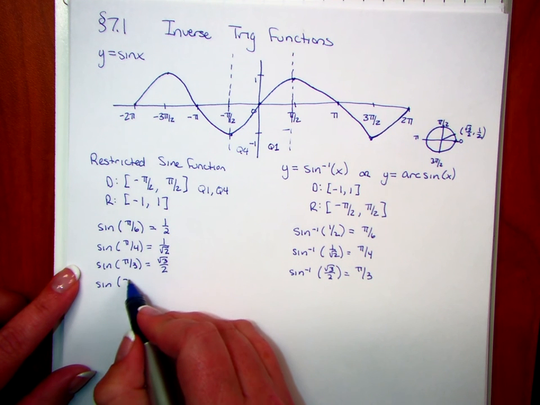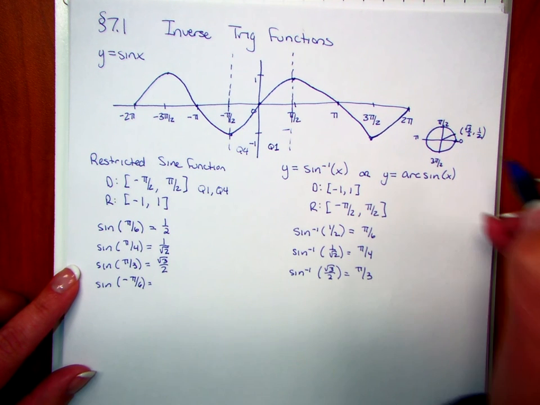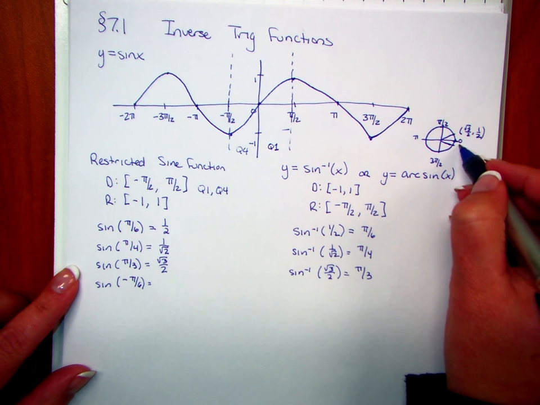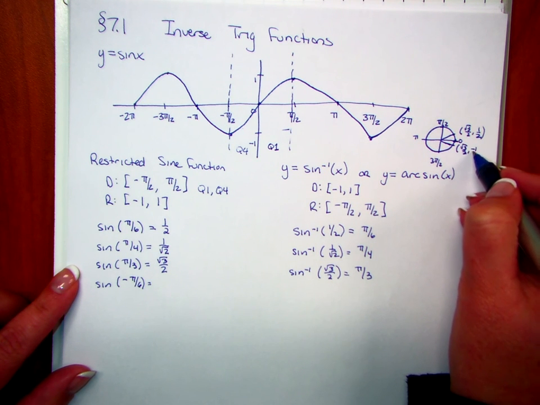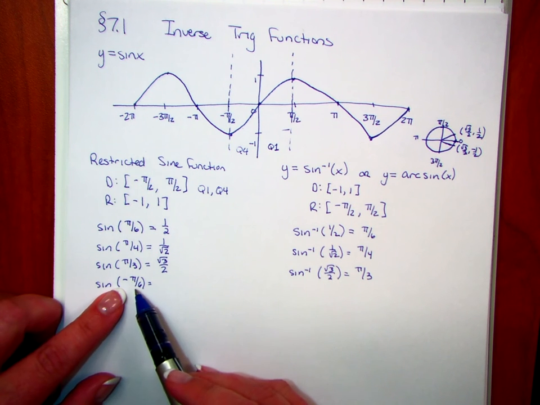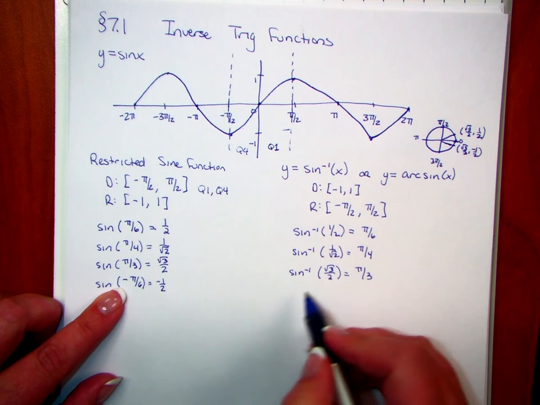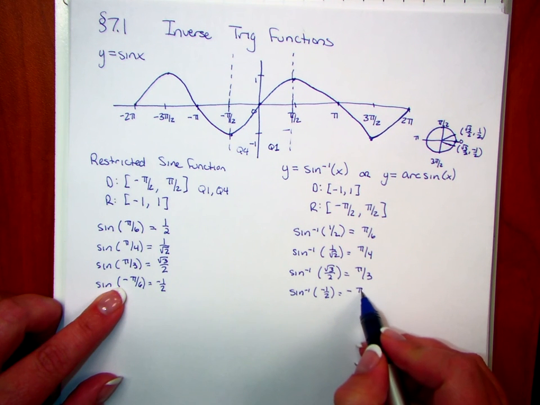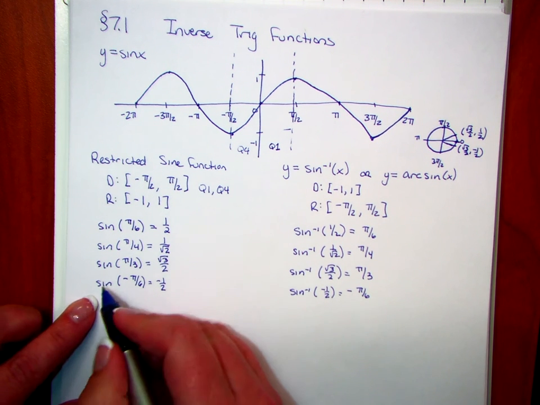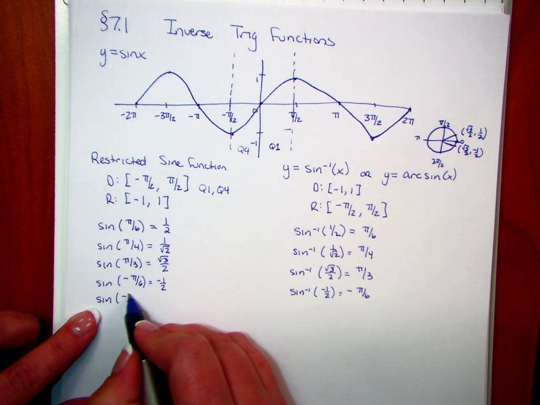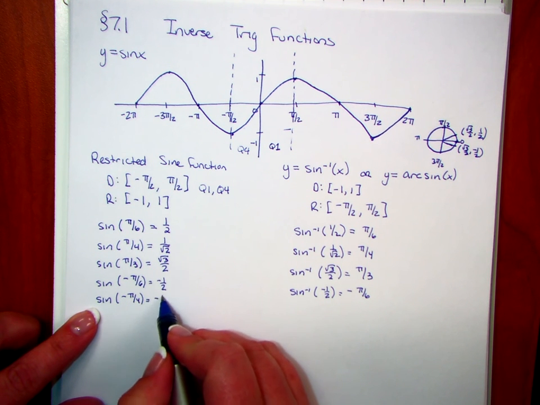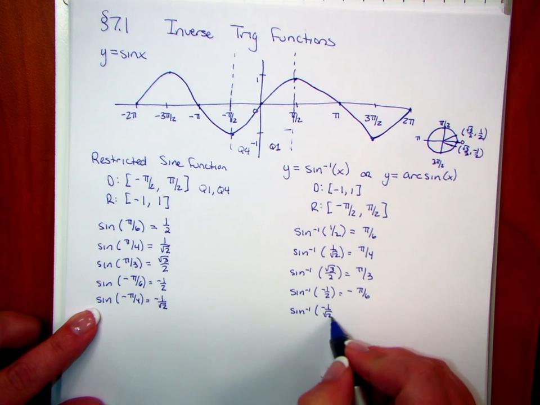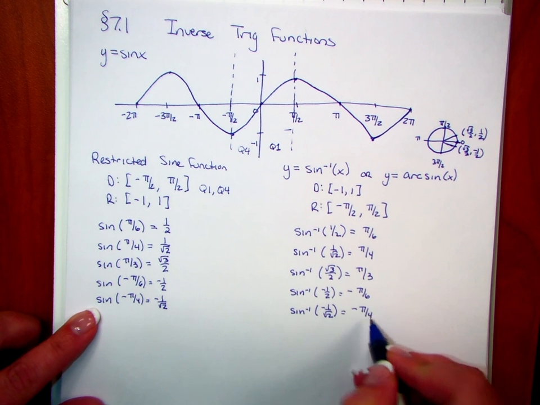If we know the sine of negative pi over 6, remember that's going in the clockwise direction, so the x value is the same, but the y value is negative. So sine of negative pi over 6 is negative 1/2. Therefore, sine inverse of negative 1/2 is negative pi over 6, and so on and so forth. Sine of negative pi over 4 is negative 1 over rad 2, so sine inverse of negative 1 over rad 2 is negative pi over 4.